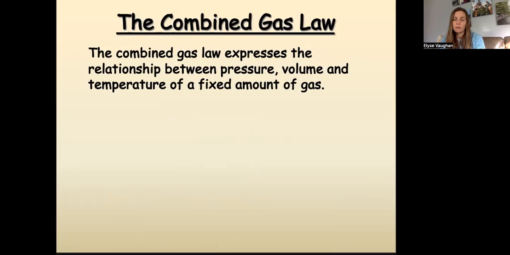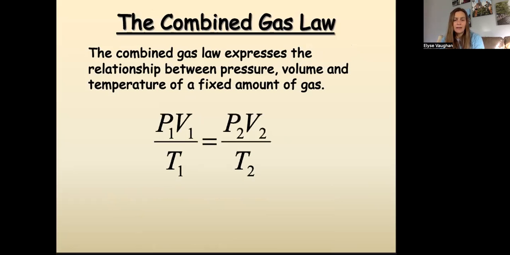And now the only thing we're holding constant is the amount of gas, the number of molecules or the number of moles. And so our combined gas law is P1 V1 over T1 equals P2 V2 over T2. So now, again, temperature has to be in Kelvin. Pressure and volume can be in any units, but they have to be the same units. So we can change two of our variables and see what the impact is on the third variable. So that's our combined gas law, pretty simple.